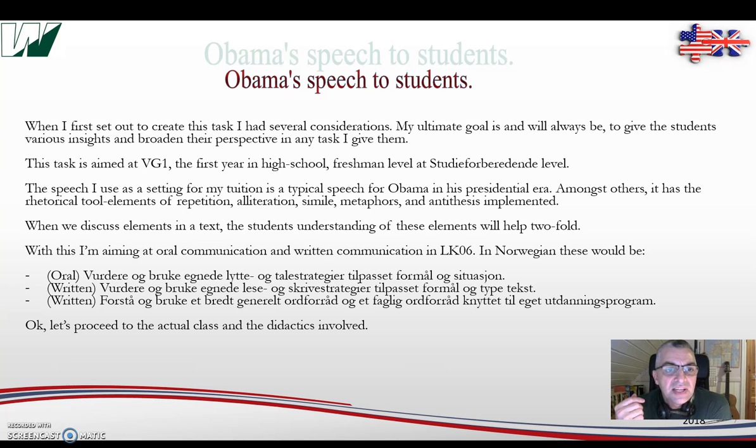When we discuss elements in a text, the student's understanding of these elements will help twofold. With this assignment, I'm aiming at oral communication and written communication in LK06. In Norwegian, these would be the first one, oral. Vurdere og bruke egnede lytte- og talestrategier til passe formål og situasjon. And the written ones would be A. Vurdere og bruke egnede lese- og skrivestrategier til passe formål og type tekst. And B. Forstå og bruke et bredt generelt ordforråd og et faglig ordforråd knyttet til eget utdanningsprogram.